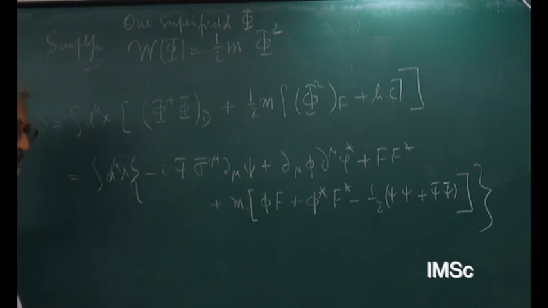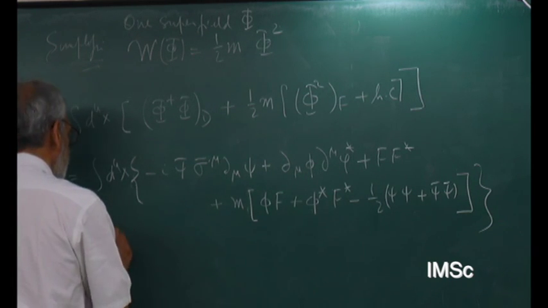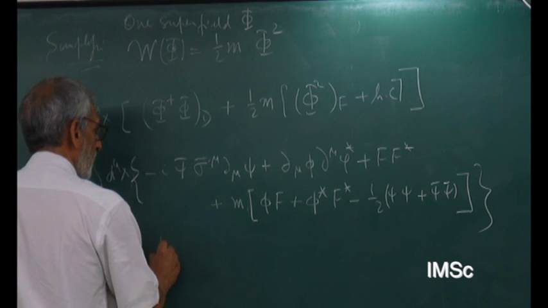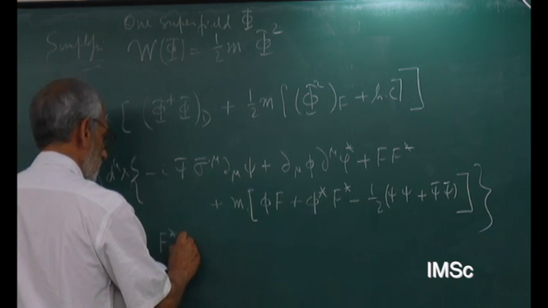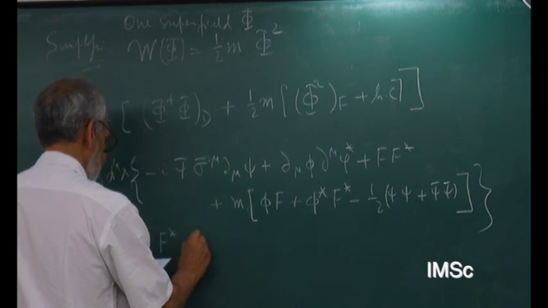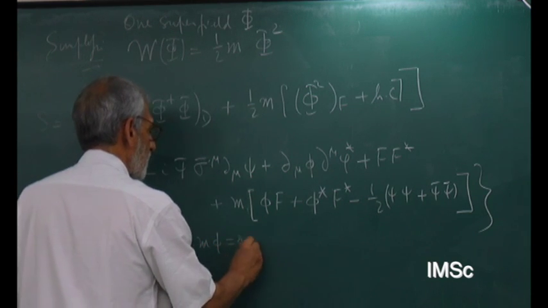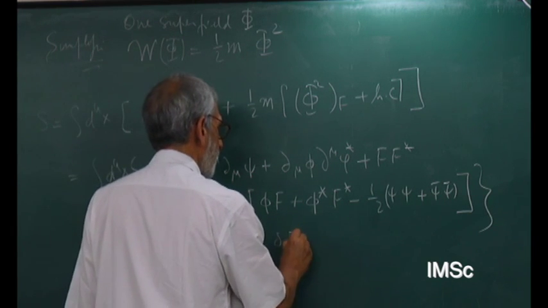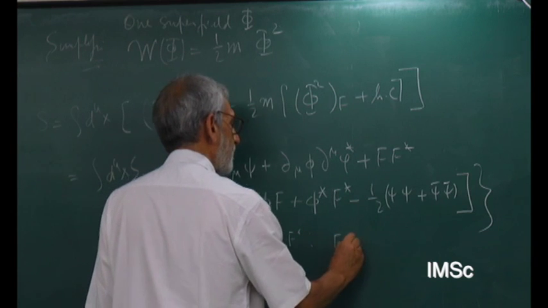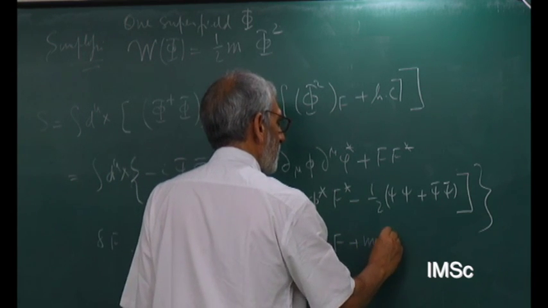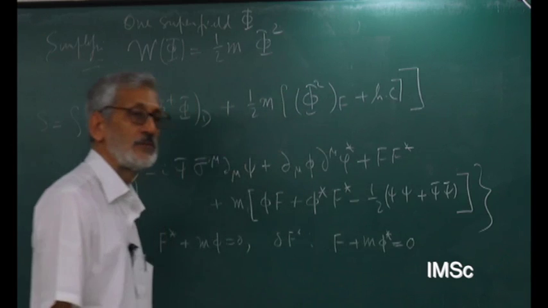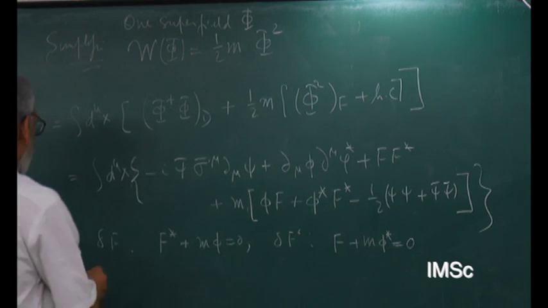Now let me use constraint equations. Variation of F and F star. Variation of F gives me F star plus m phi is equal to 0, and if you do variation of F star, that will give you F plus m phi star is 0. Put it back here.